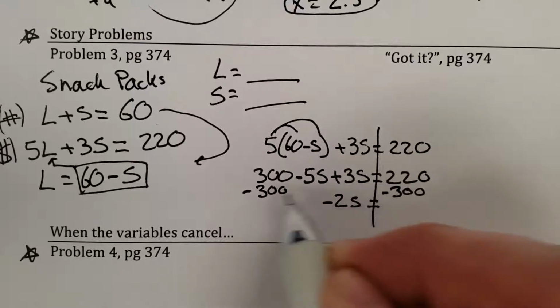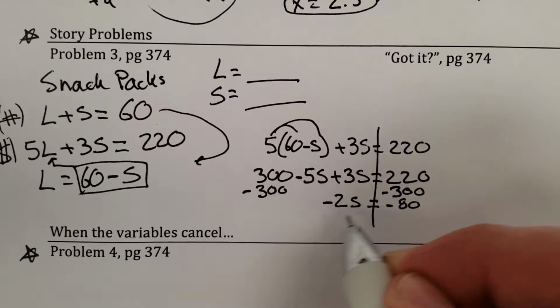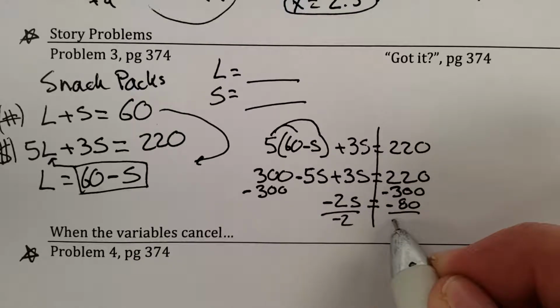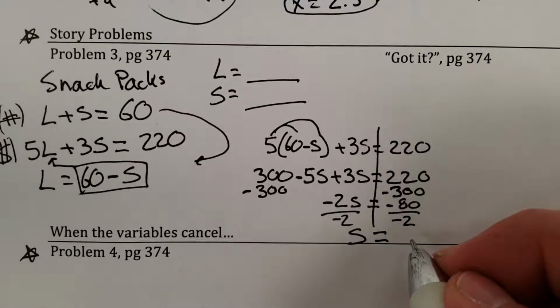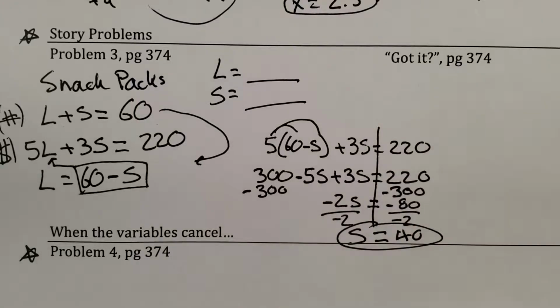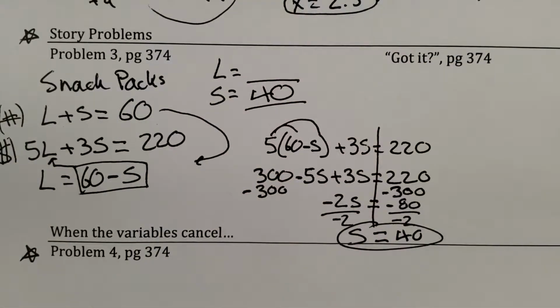So I subtracted 220. This becomes negative 80. Divided by negative 2, divided by negative 2. The number of small snack packs is going to be, I think it's 40. Here we go. They sold 40 snack packs. Okay, boom. Of small, sorry. 40 small snack packs.